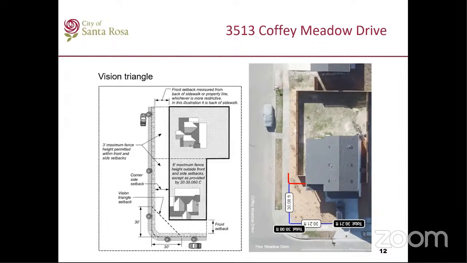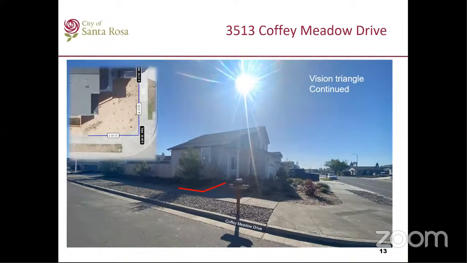The fence, which as you can see is almost perfectly presented by the zoning code diagram, will not obstruct the vision triangle. Here's another view that shows how easily traffic will be able to safely navigate the intersection.